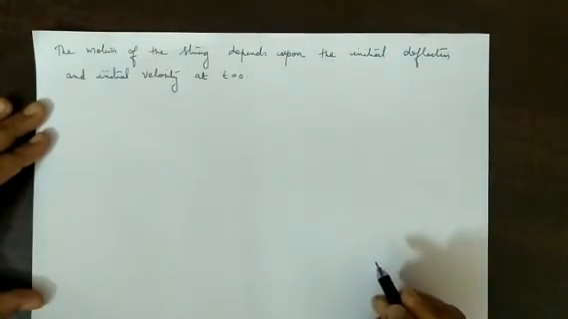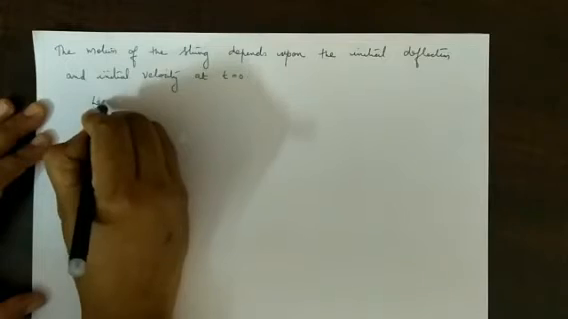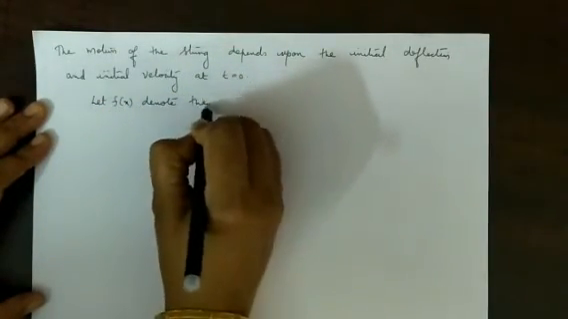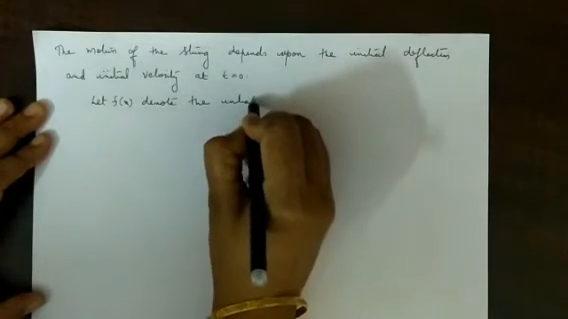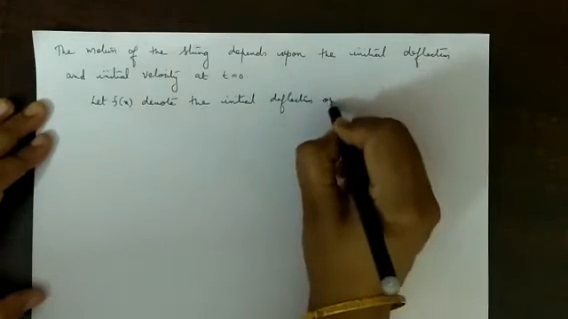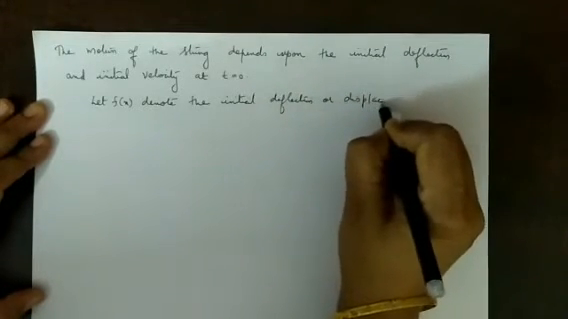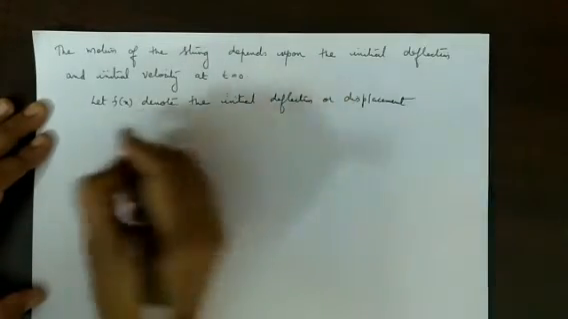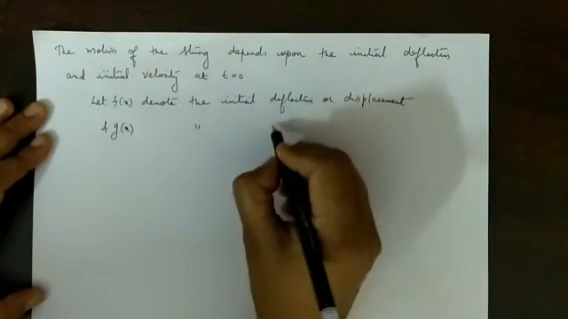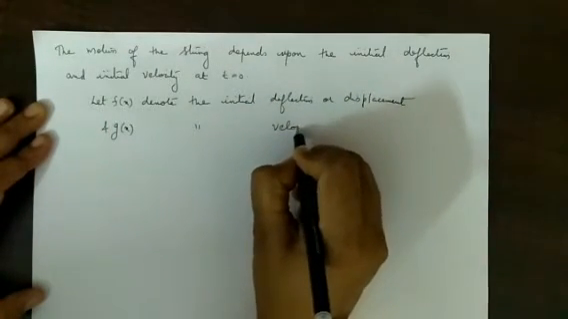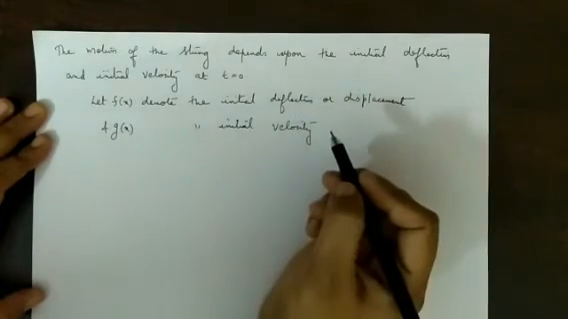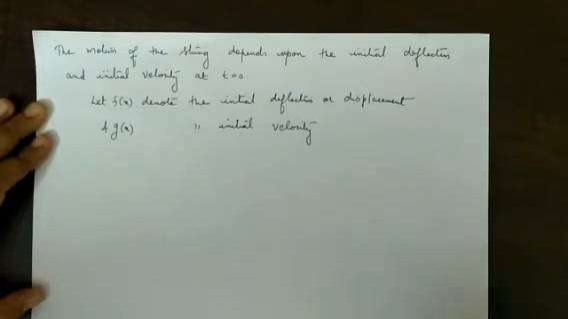Initially time t will be equal to 0. Let f(x) denote the initial displacement, initial deflection, or you can use the word displacement, and g(x) denotes the initial velocity.